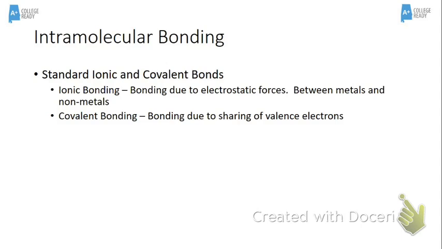Remember, if you've forgotten, which I hope that you haven't, that our ionic bonding are due to electrostatic forces between metals and nonmetals, versus covalent bonding occurs between nonmetal atoms, and it consists of sharing of valence electrons. Remember, our covalent molecules will form either double, single, or triple bonds with one another.